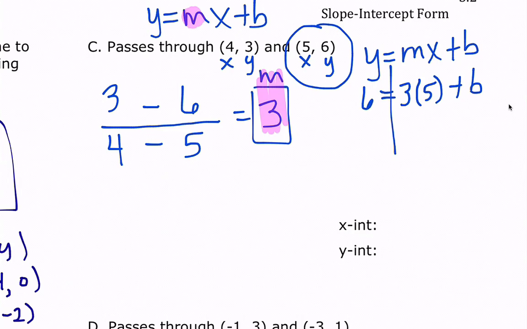All right, so let's solve. 3 times 5 is 15, so really that side says 15 plus b. My 6 on the other side drops. To get rid of that 15, it's a positive 15, so I'm going to take away 15 from both sides. 6 minus 15 is a negative 9.